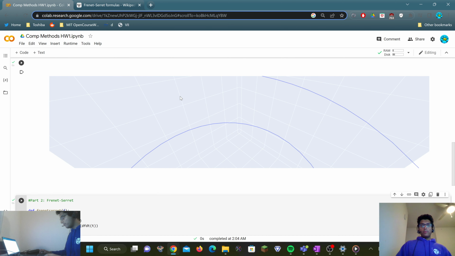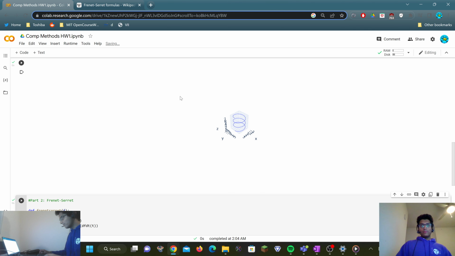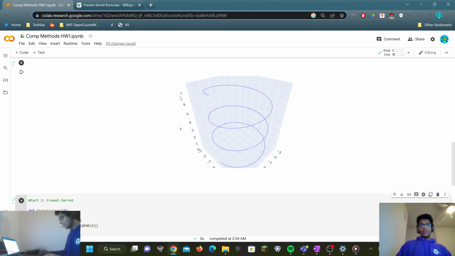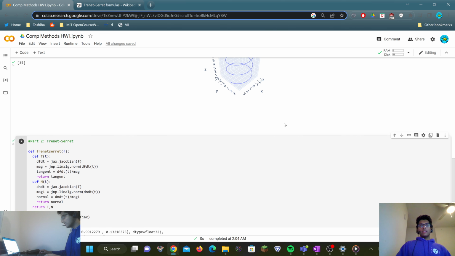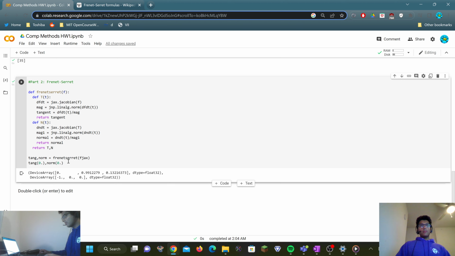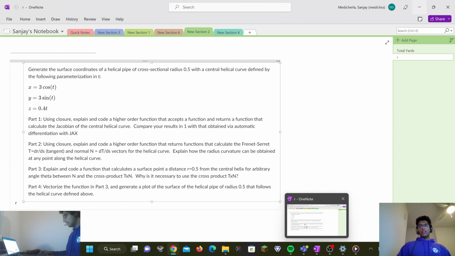So when t equals 0, cosine of 0 is 1, so x equals 3, y equals 0. Physically, it's a little hard to see on the graph, but these represent the physical relationship of the tangent and normal vectors that we talked about. So we've done that part. It's pretty easy.